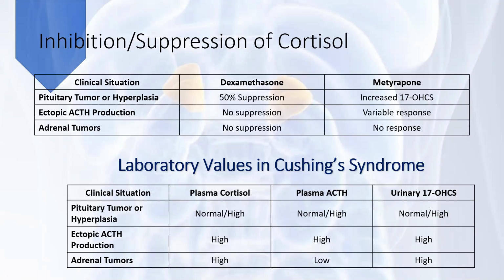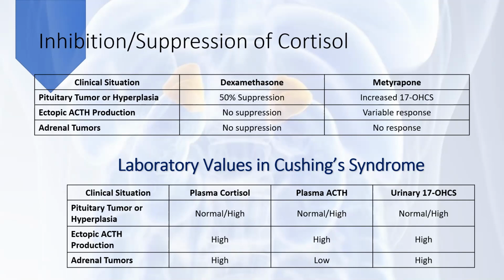Okay, so we have here tests that will help us to differentiate the suppression control of our cortisol. So, kapag po pituitary tumor or hyperplasia, again, kapag hyperplasia, ito ay Cushing's disease, excessive growth, excessive development. Kapag tumor, ito ay Cushing's syndrome. Okay? So kapag naman daw binigyan natin ng dexamethasone, 50% suppression ang mangyayari.